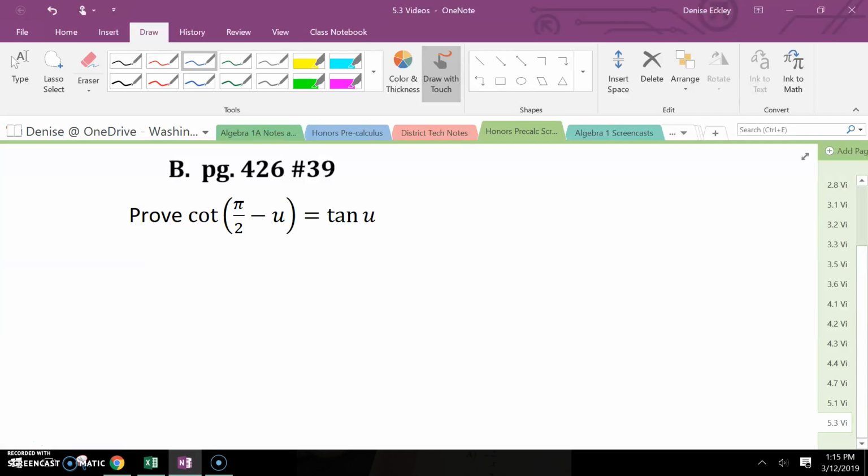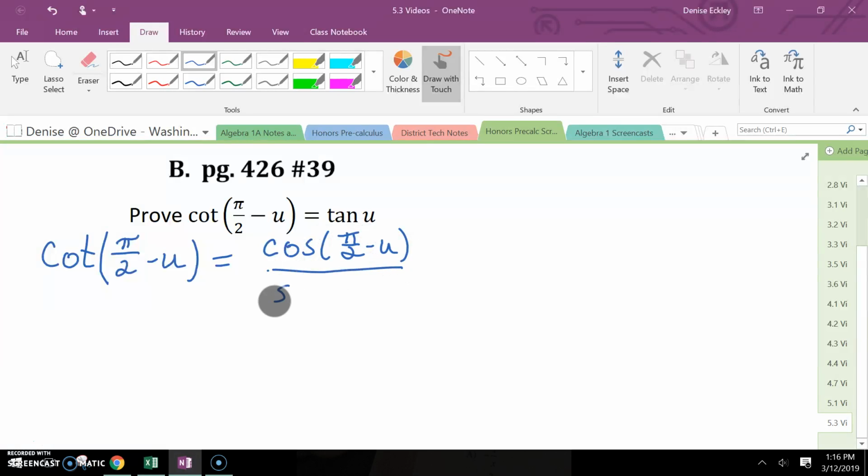So we want to start by rewriting cotangent in terms of sine and cosine. So cotangent of pi over 2 minus u can be written as cosine of pi over 2 minus u divided by sine of pi over 2 minus u. And now we can use our difference identities for both of these.